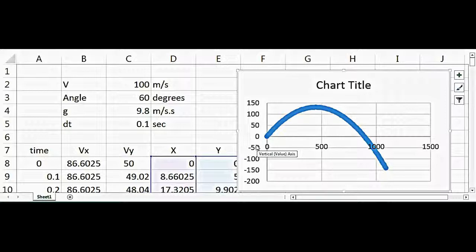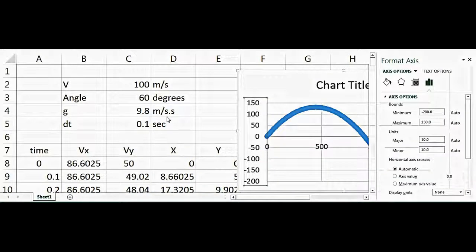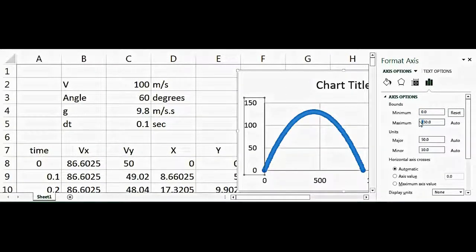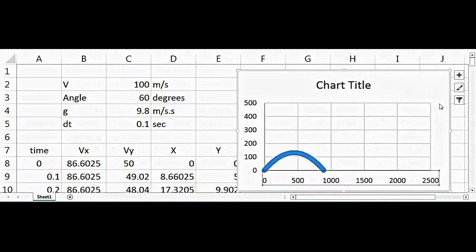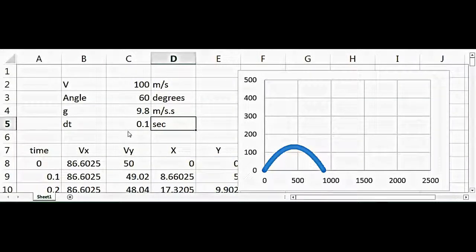So for that I can just format the axis and set the minimum to be 0 and the maximum, suppose, I have to see what is the range of the simulation, but let's do 500 here. And same way for the y, let's fix it to 2500. And now you can see that this is the trajectory of the ball. So now I can change these numbers and look at how the ball will move in the air.